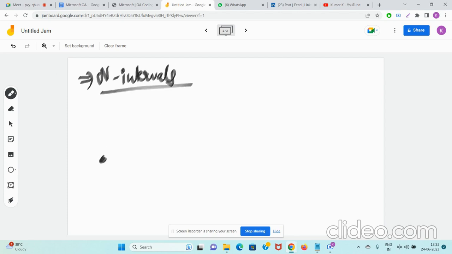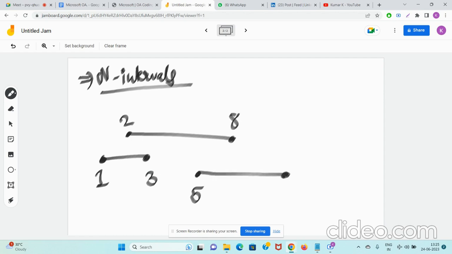It looks like this, guys. Some interval starts at 1, ends at 3. Some interval starts at 2, ends at 8. Some interval starts at, say, 5, ends at 10. Okay, we are given many intervals like this, okay? And say, some interval starts at 12, ends at 13.